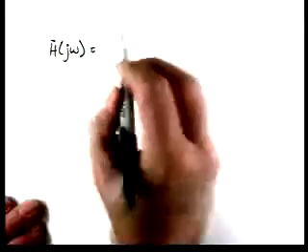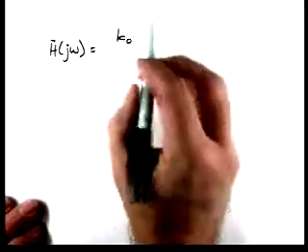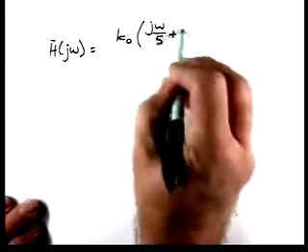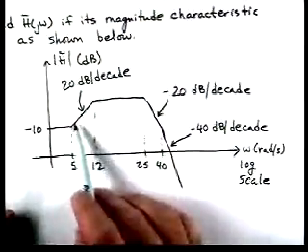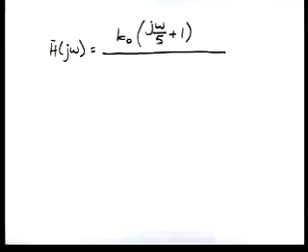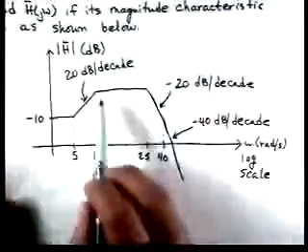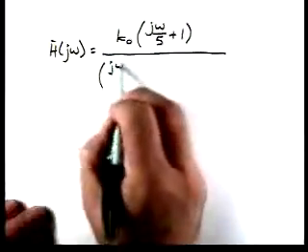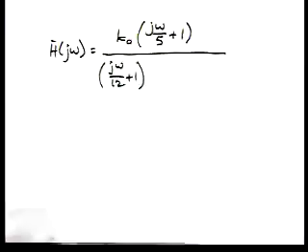So then, H of j omega is going to be some constant k0. Our zero is at omega equal 5, so we have j omega over 5 plus 1. Okay, that would account for this slope going to plus 20 dB per decade. Then we said the slope goes to 0 at omega equal 12, so there must be a simple pole at omega equal 12. So we get j omega over 12 plus 1.